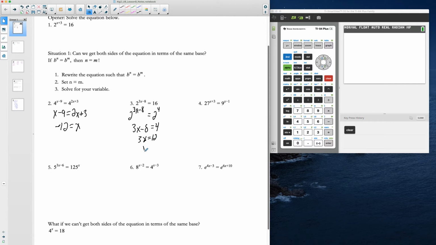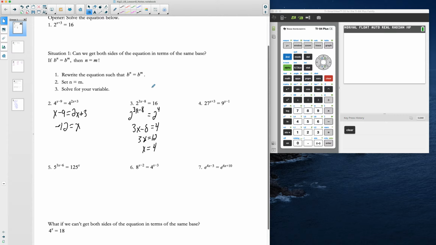And that means that x has to equal 4. All right, so we may not have to manipulate either base. We might have to manipulate one side. Now when we look at number 4, this is an example where we have base 27 on the left, base 9 on the right.